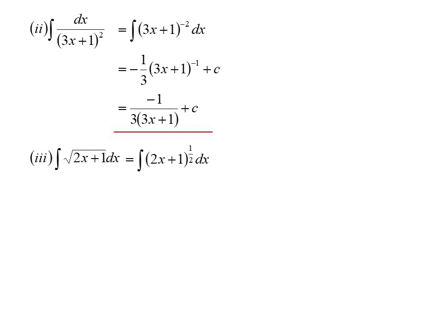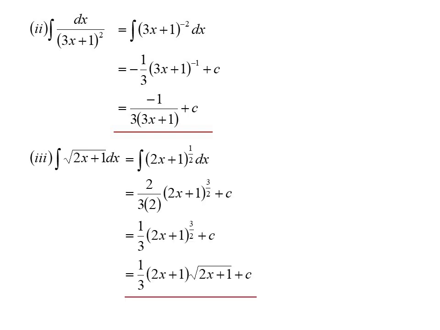How would you expand out (2x + 1) to the power of a half? Add 1 to the power over the power, but also dividing by 2, in this case the coefficient of x. 1/3 (2x + 1)^(3/2), plus of course a constant.